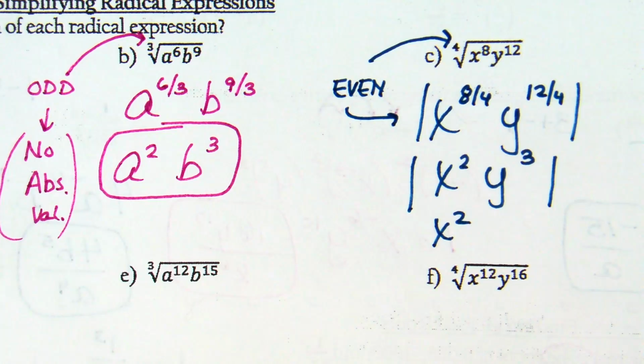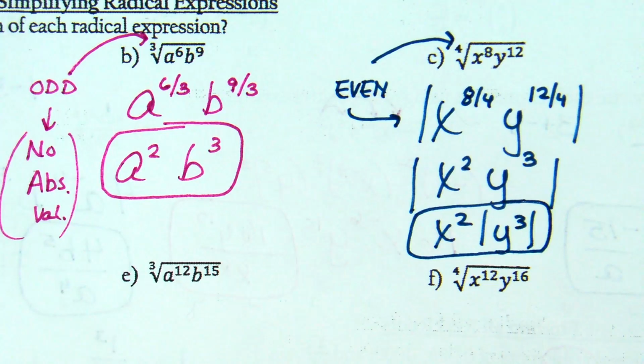Does y cubed need absolute value to make sure it's positive? And think about it. What happens if y is negative? What happens when you raise a negative to an odd power like 3? 3 negatives multiply to be a negative. And because this is a 4th root, I'm not allowed a negative. So here's an example of that: y to the 3rd has to stay in absolute value. Okay?